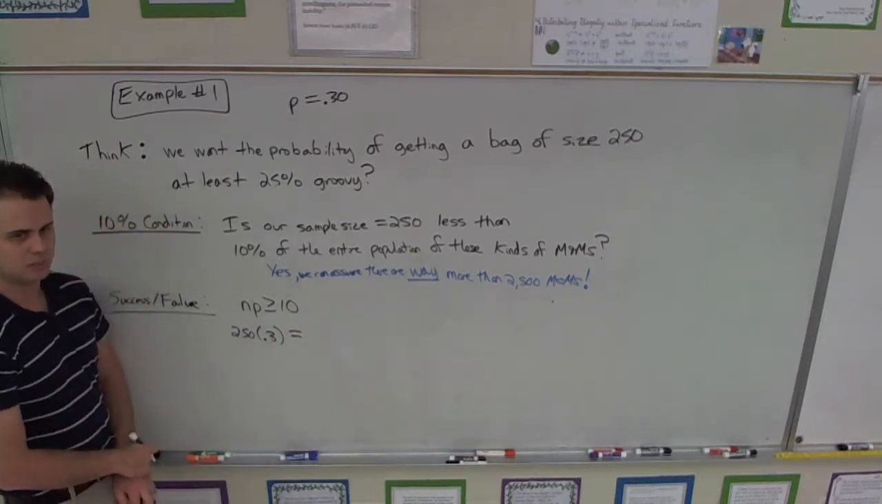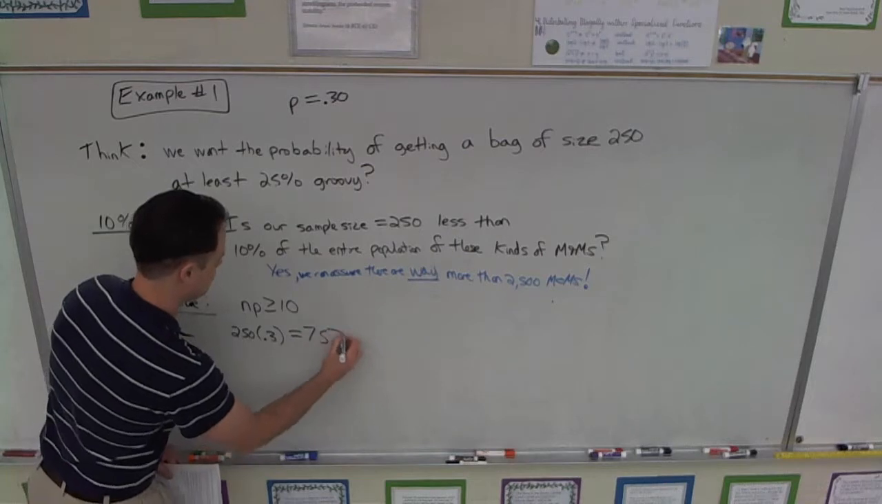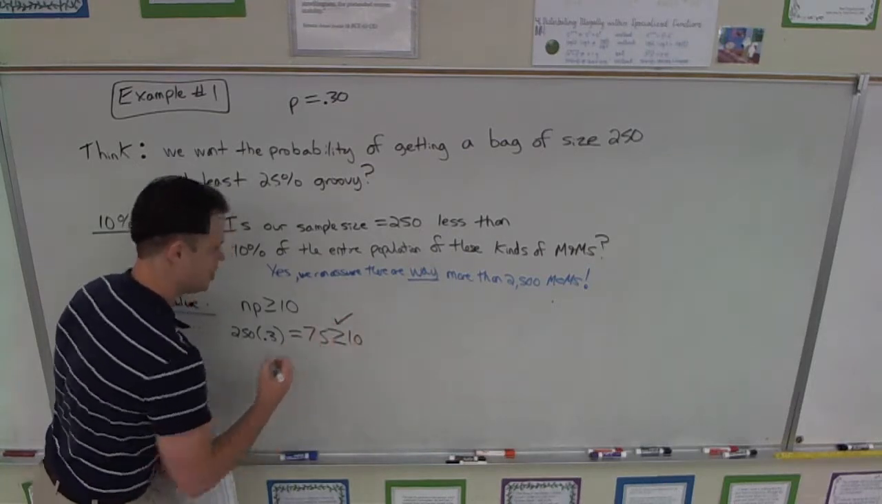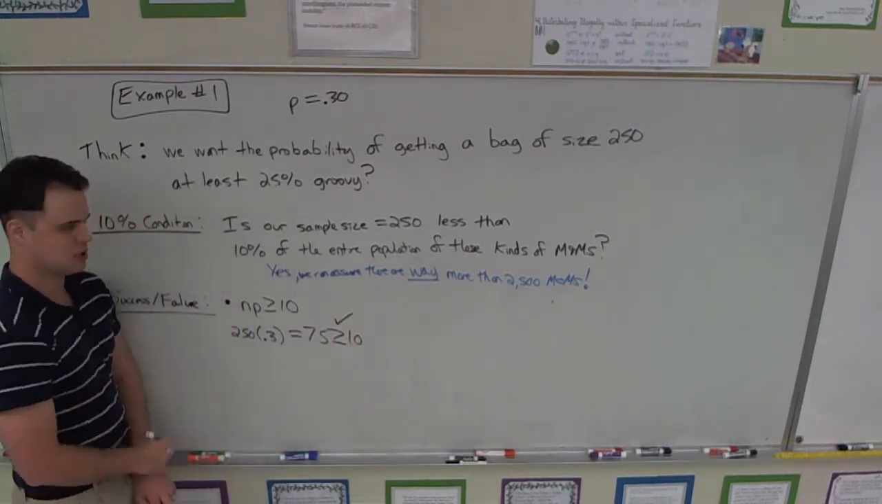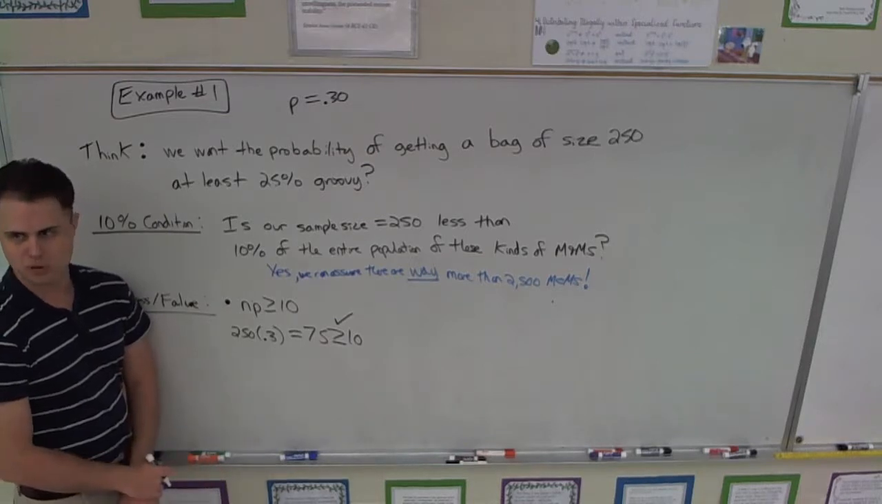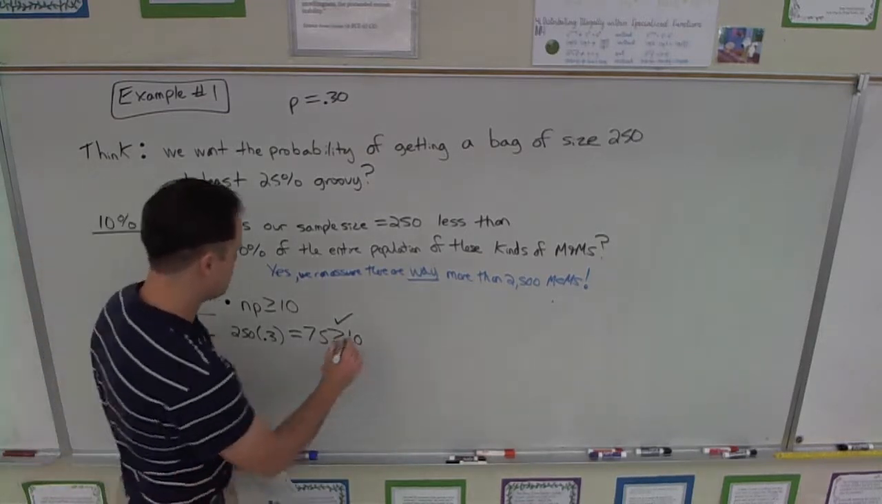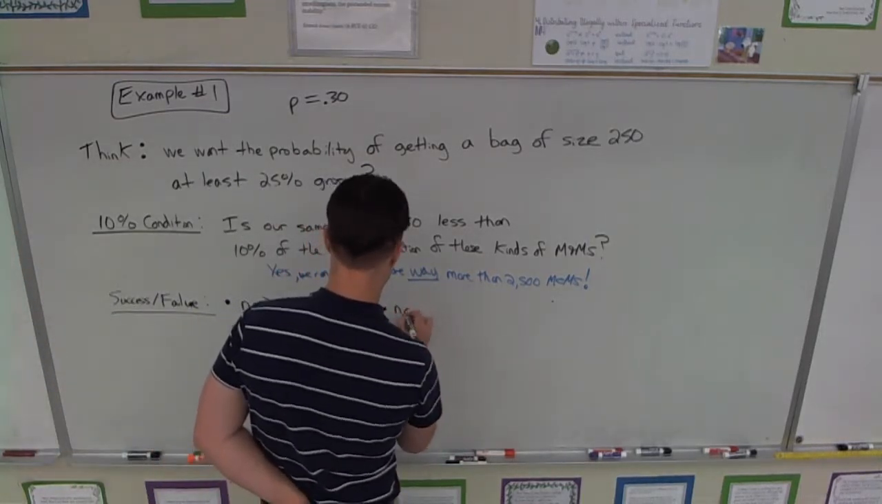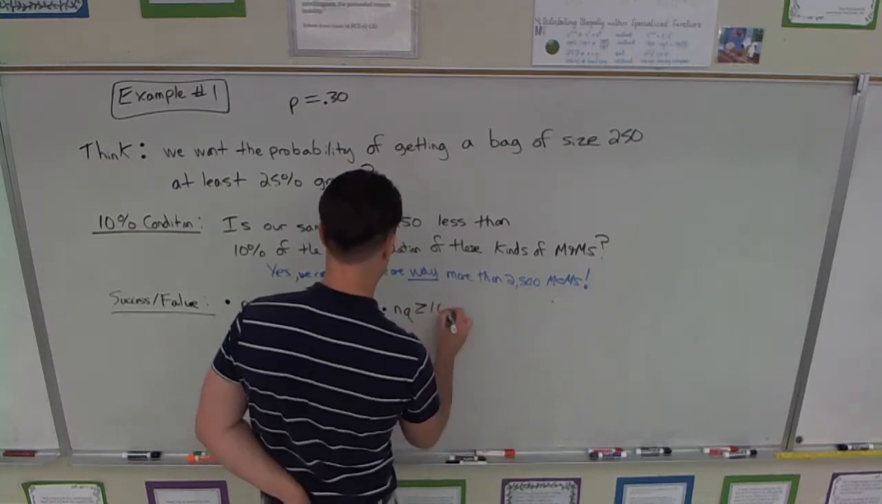Can you guys help me? 75? Is 75 greater than 10? Yes. So that tells me I have 10 successes. Way more than 10. I'm good to go. I've also got to check that I have 10 failures. So I'm going to do NQ. Is that greater than 10?